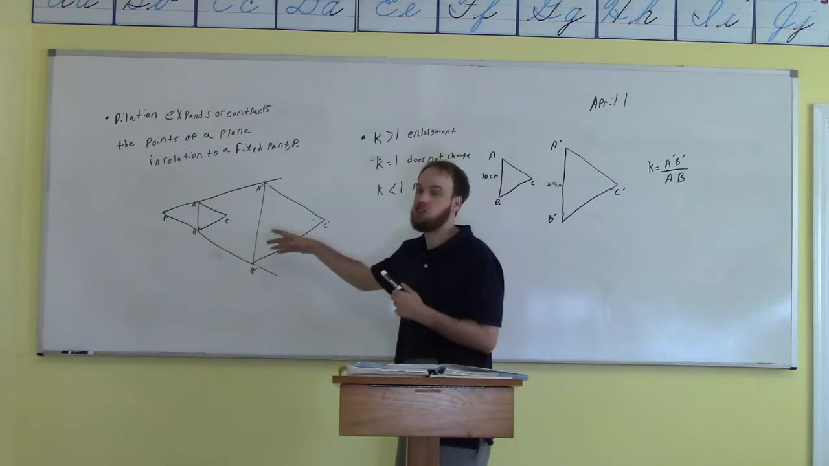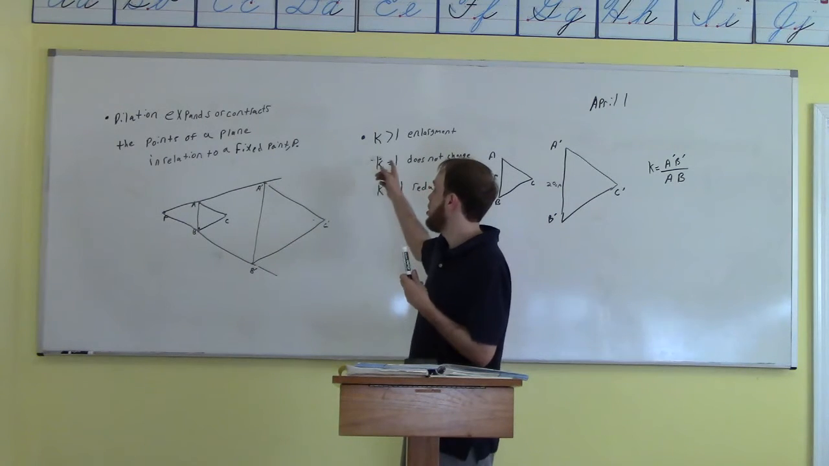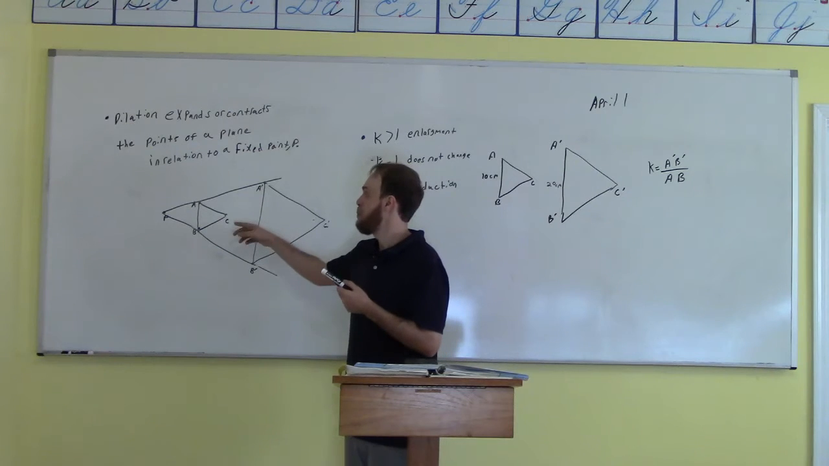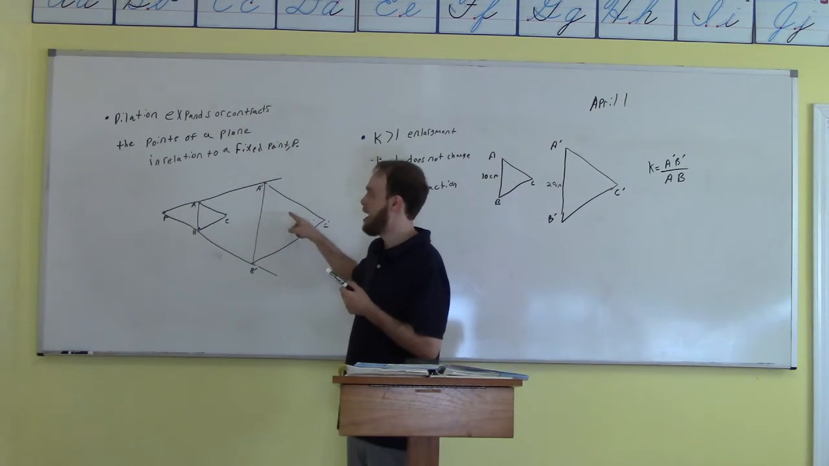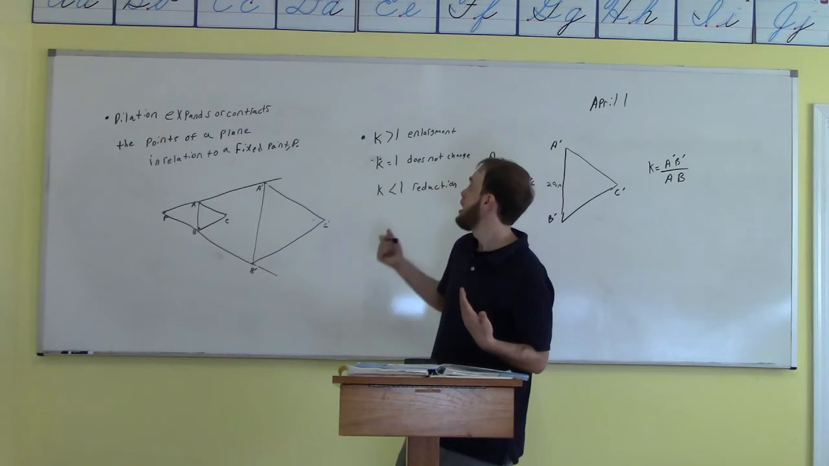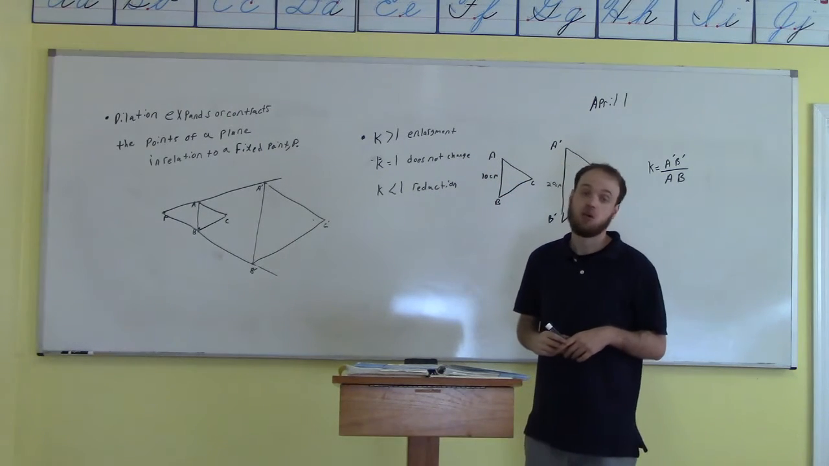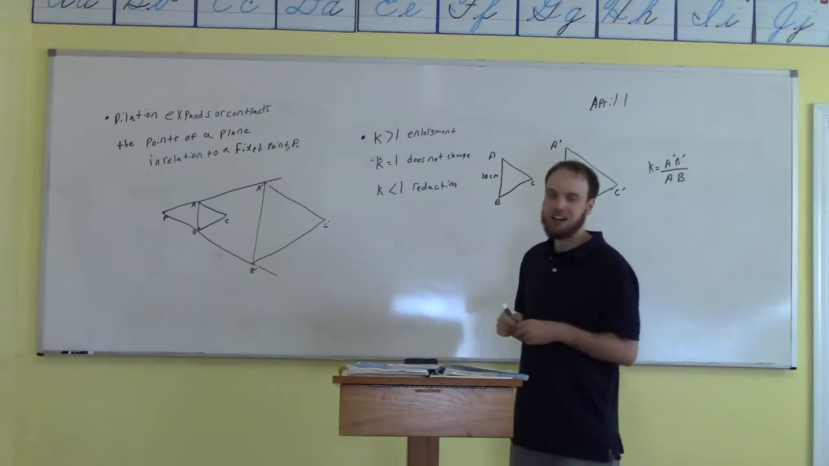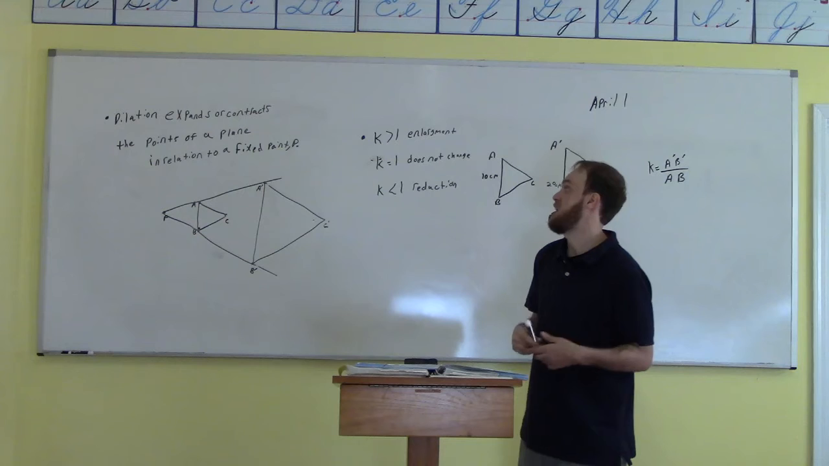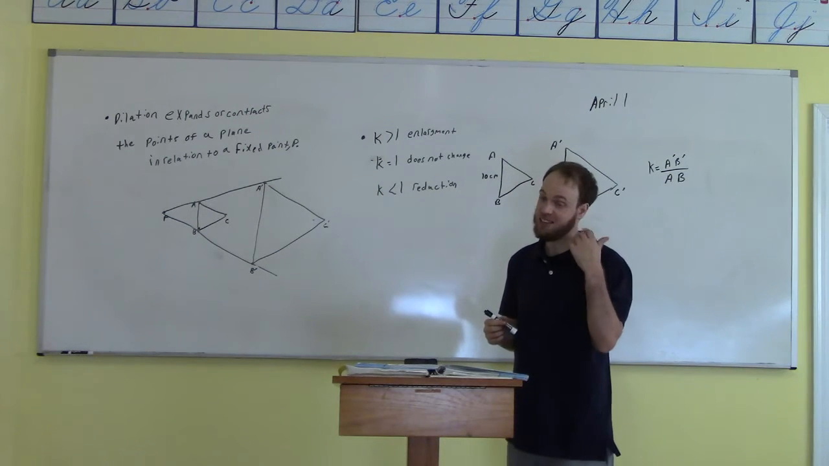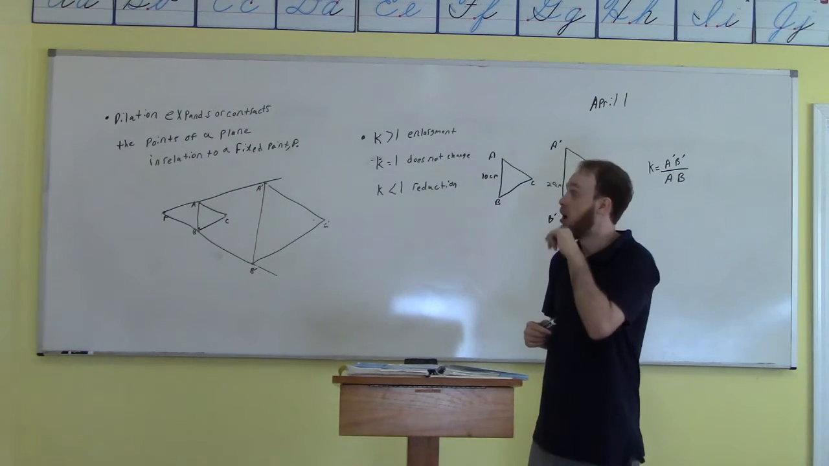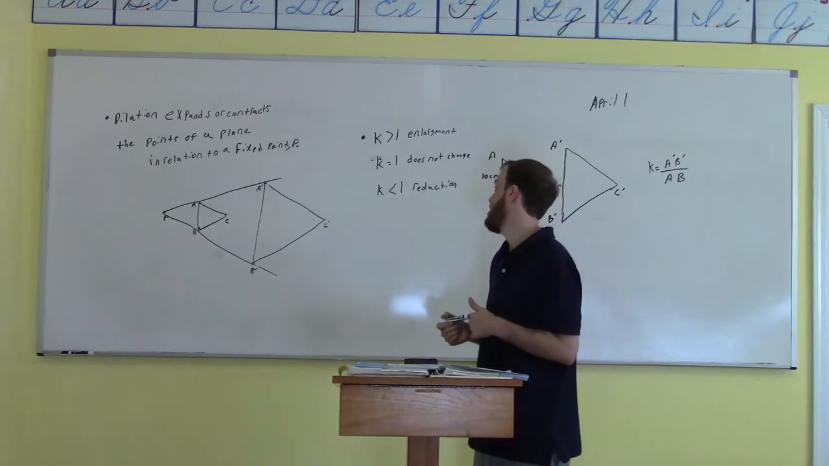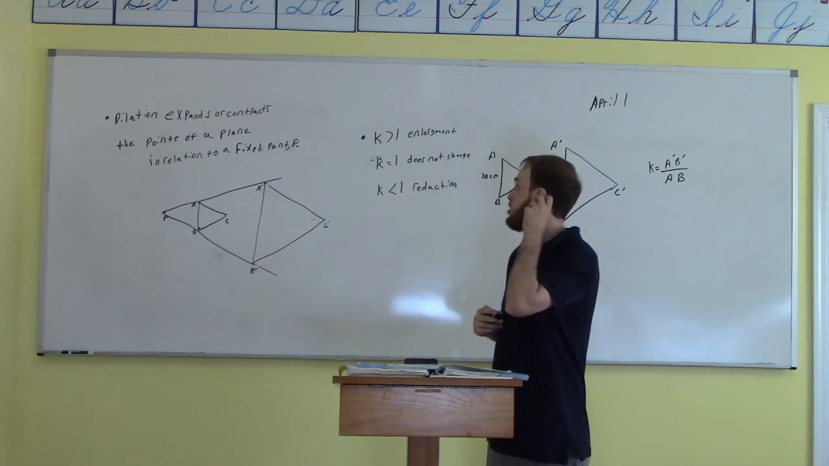Here, I could just glance at this and I would know that, I don't know what my K is, since I didn't put in the measurements, but the K would be greater than 1 because we took this image and got a bigger one. So that is going to be an enlargement. When K is greater than 1, it's an enlargement. When K equals 1, you're going to get the exact same figure back, and that's not going to change at all. And when K is less than 1, it's going to be a reduction.